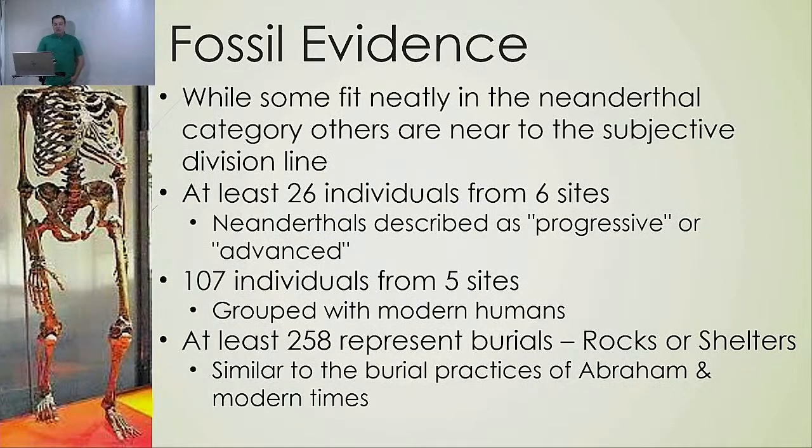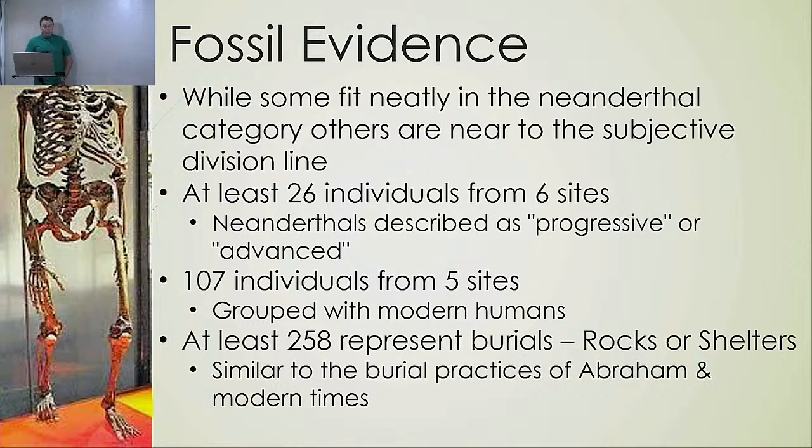Now, as far as the fossil evidence, there are some that fit neatly into a category that evolutionists call Neanderthals, some of those features that we talked about before. And we have a lot that fit neatly into the modern human category, as evolutionists call them. Yet there are a number that don't fit in either category. Evolutionists would describe these finds as progressive Neanderthals or advanced Neanderthals.